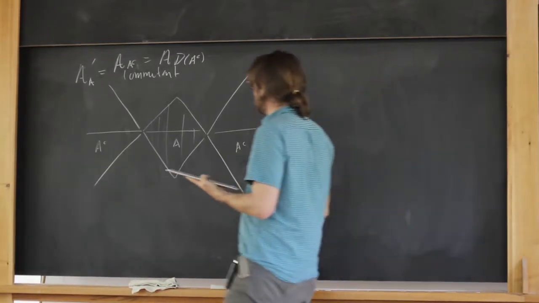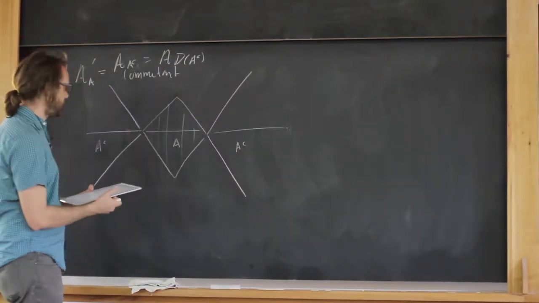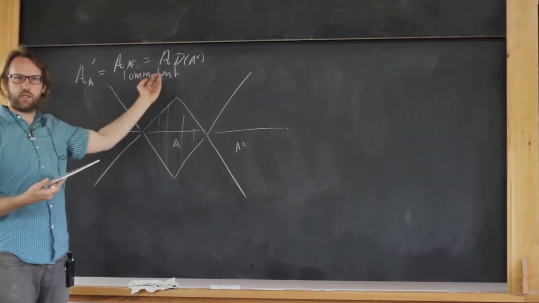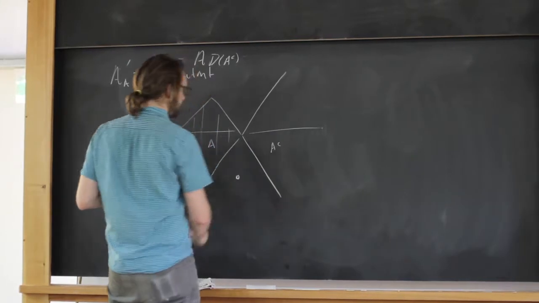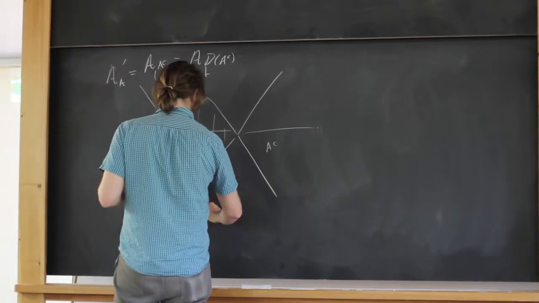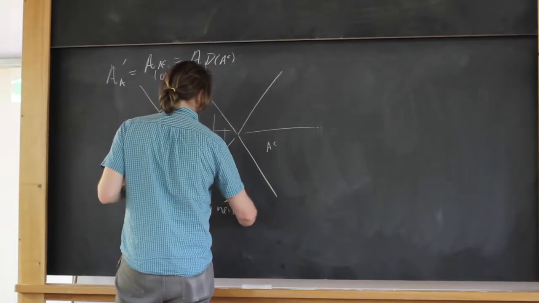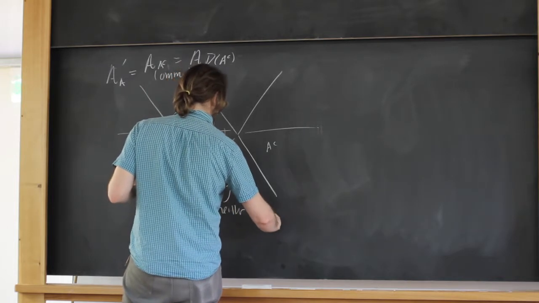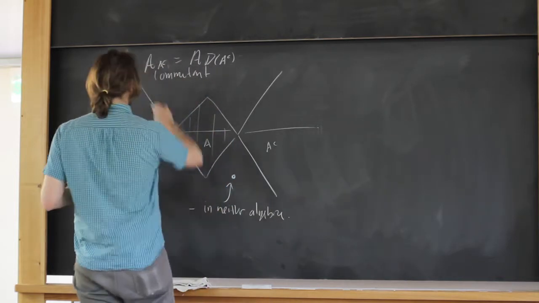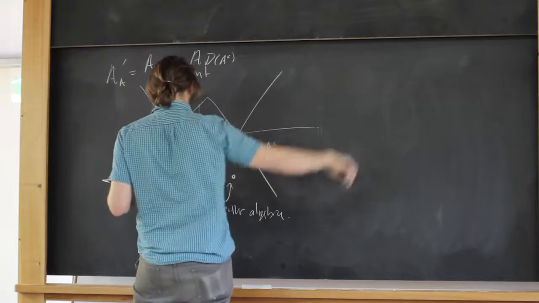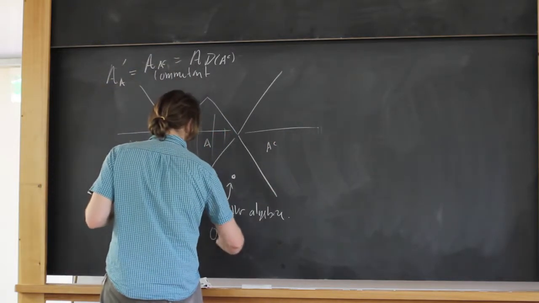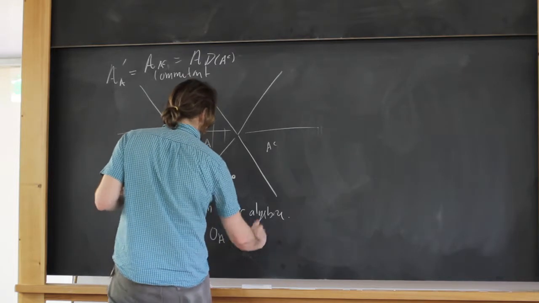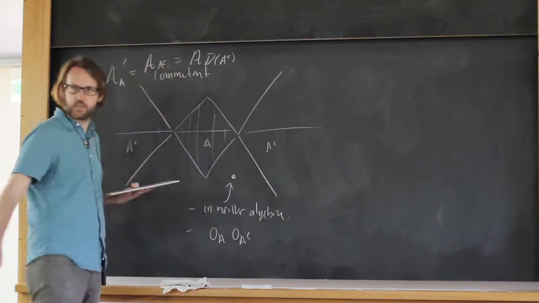Now, there are interesting things here. There are certainly operators that are in neither of these algebras. Some good examples are an operator here, not in the commutant or the original algebra, and also things like products of two operators in the two different regions.